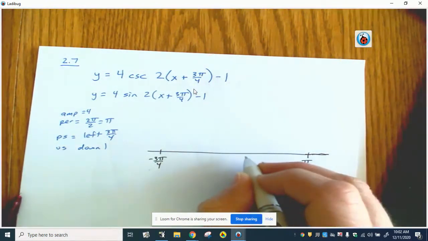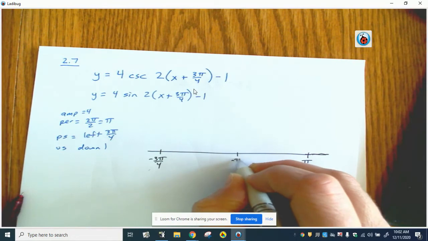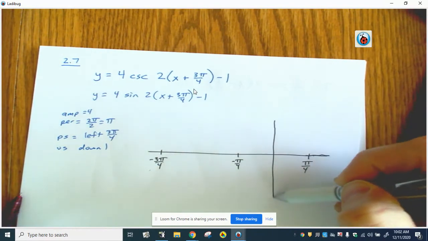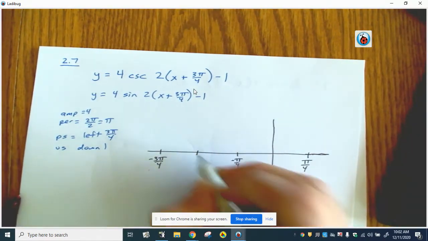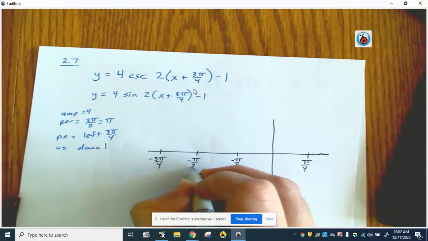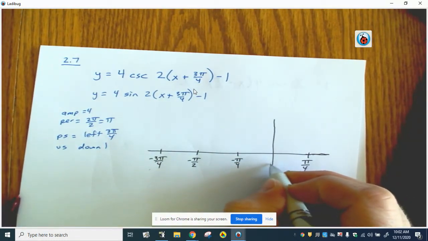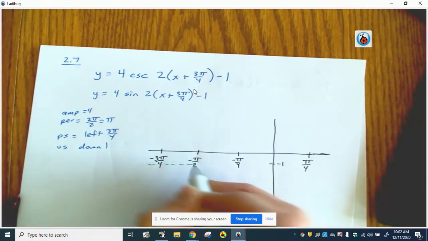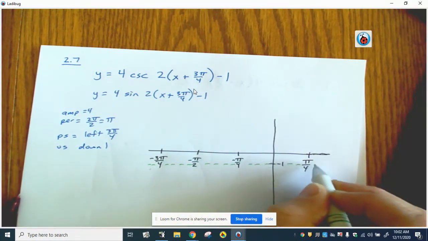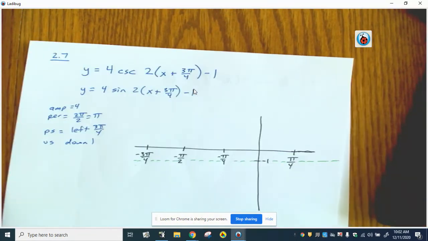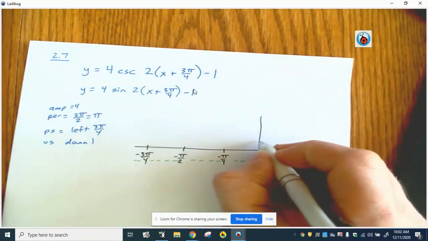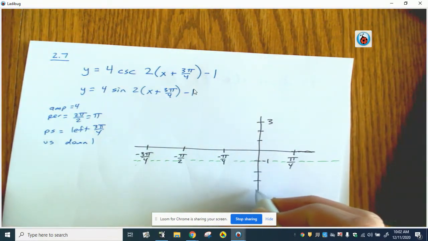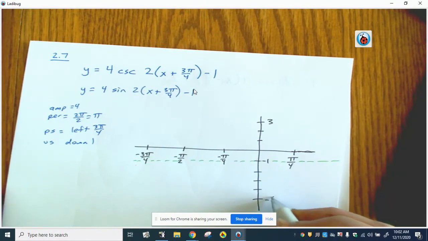Half of -2/4 would be -1/4. Now it's really easy to find where that y-axis is. That's the midpoint over here. Midpoint over here would be -1/2. All right, got to go down 1. Draw that midline. Make sure you are drawing that midline in there. My amplitude is 4, so I'm going to go up and down 4: 1, 2, 3, 4, up here to 3, 1, 2, 3, 4, down here to -5.